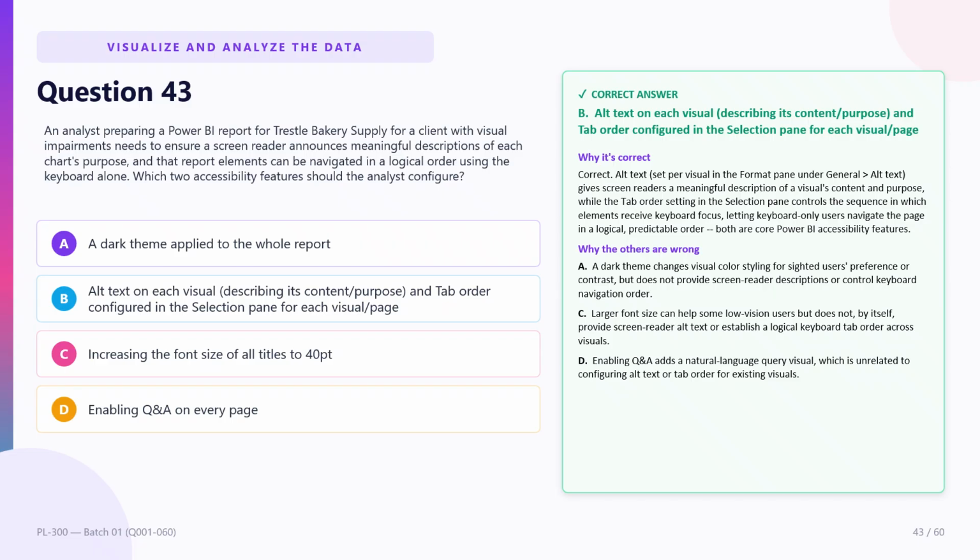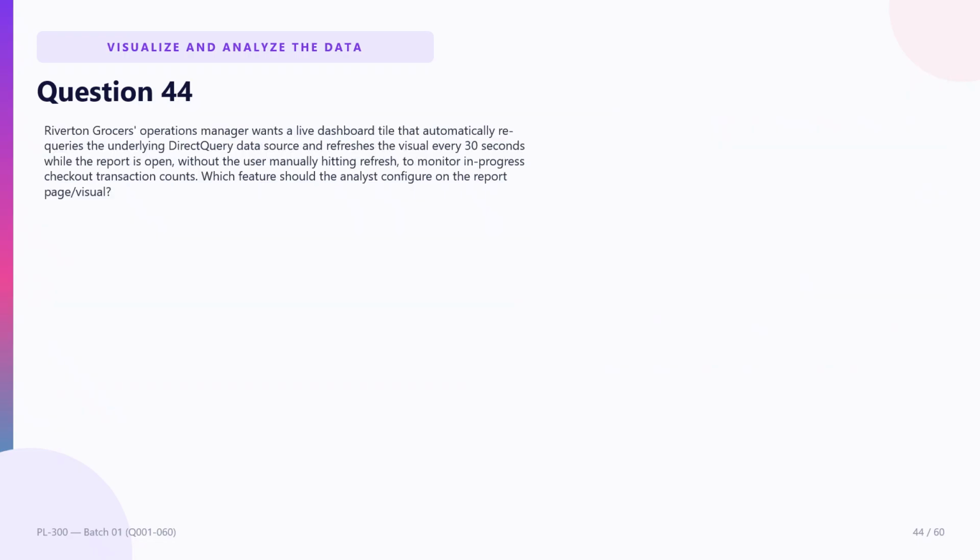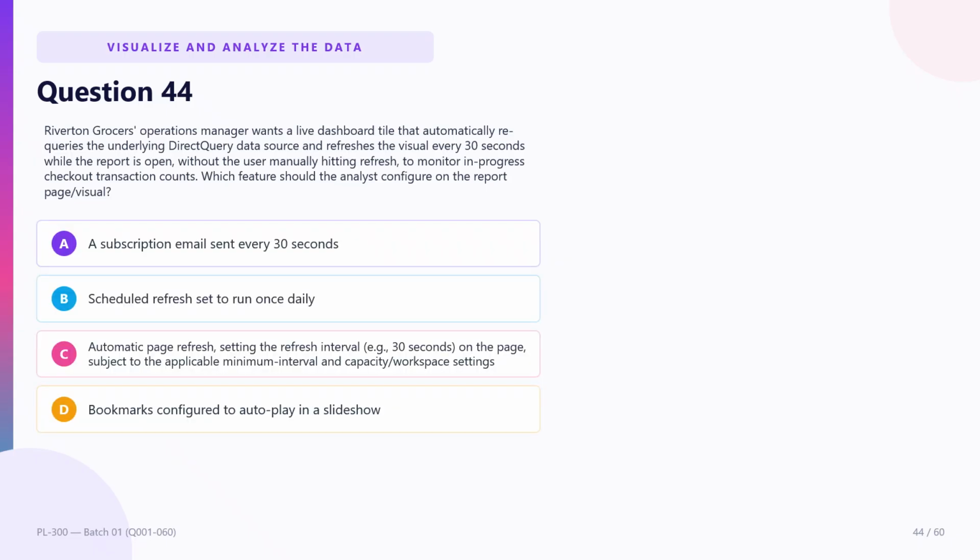D. Enabling Q&A adds a natural language query visual, which is unrelated to configuring alt text or tab order for existing visuals. Question 44. Visualize and analyze the data. Riverton Grocer's operations manager wants a live dashboard tile that automatically requeries the underlying DirectQuery data source and refreshes the visual every 30 seconds while the report is open, without the user manually hitting refresh, to monitor in-progress checkout transaction counts. Which feature should the analyst configure on the report page/visual?